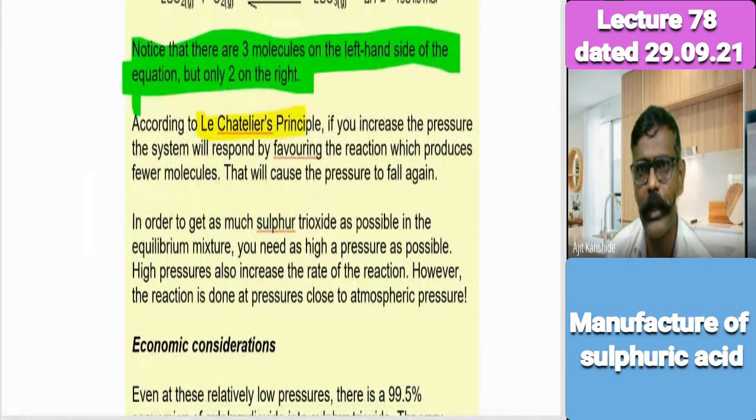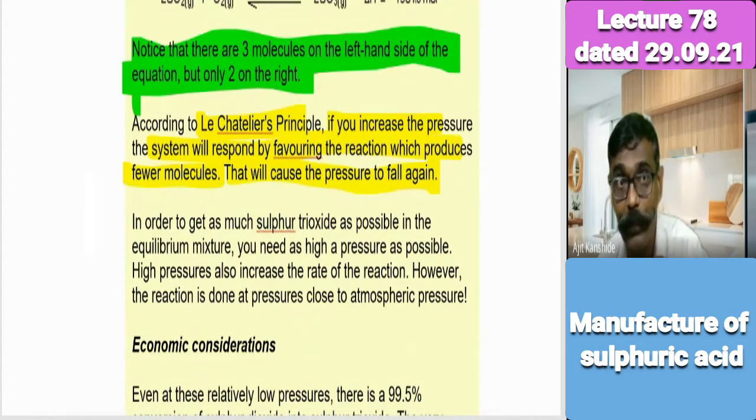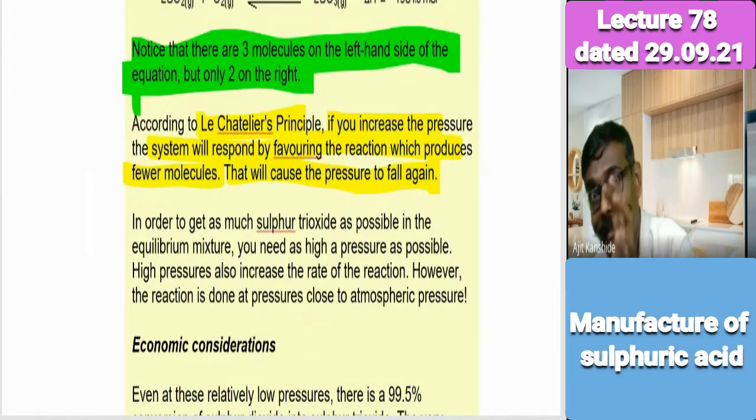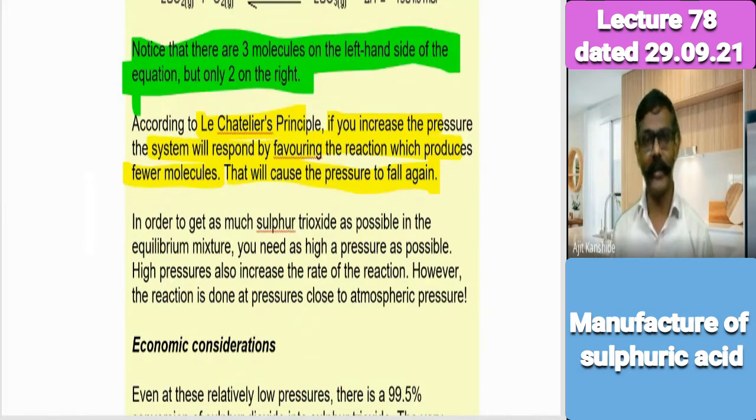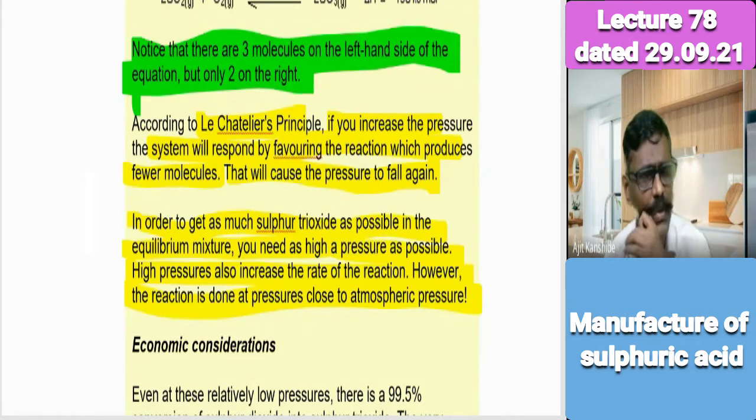By Le Chatelier's principle, if we increase the pressure, the system will respond by favoring the reaction which produces fewer molecules, which will cause the pressure to fall again. It means if you increase the pressure of the reactants, it will produce the product, but the product has less volume, so the pressure will decrease. In order to get as much sulfur trioxide as possible in the equilibrium mixture, we need to use as high a pressure as possible. High pressures also increase the rate of the reaction. However, the reaction is done at pressure close to atmospheric pressure, 1 to 2 atmospheres, which is enough. It is also considerably high for that.